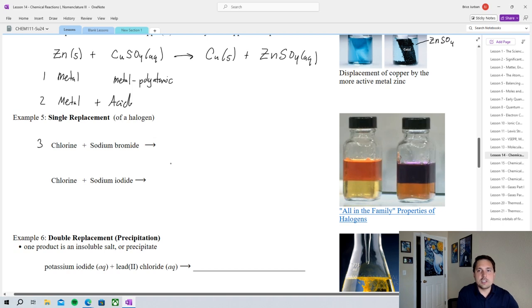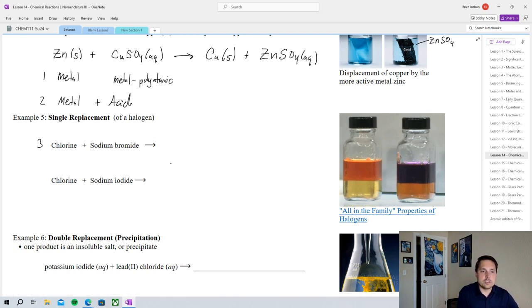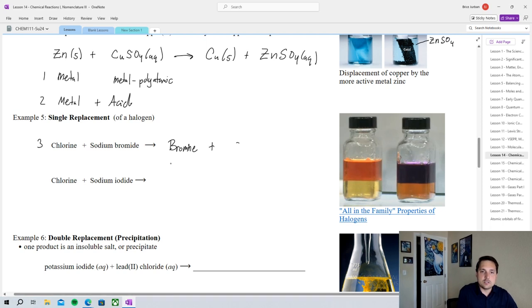So if I take the halogen chlorine and I bubble it through a solution of sodium bromide, I can displace the bromine and replace it with chlorine, because in the activity series that we'll learn about, chlorine is more active than bromine is. And so we'll see that as we go up on the periodic table, the halogens become more and more active, and chlorine is above bromine. So what we'll end up getting for this is bromine that will be displaced, and we'll get sodium chloride.